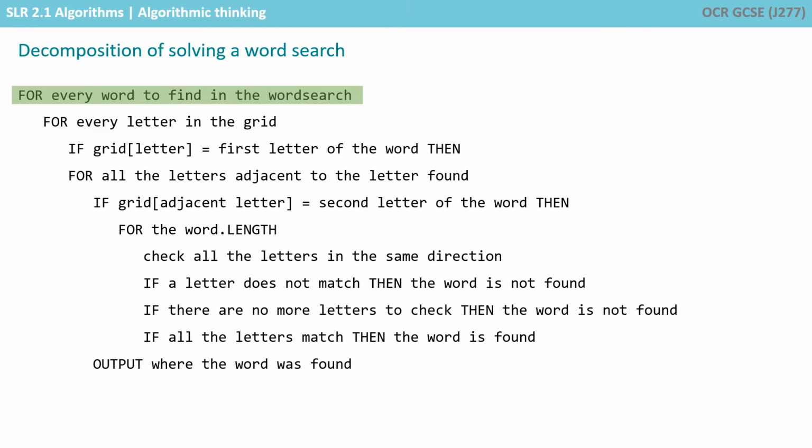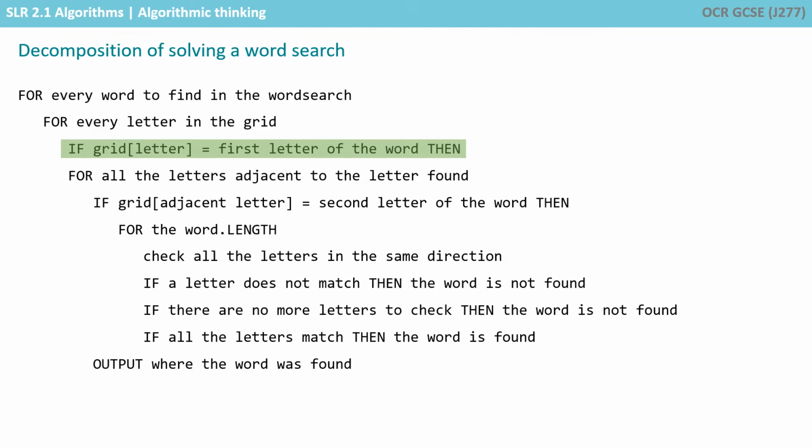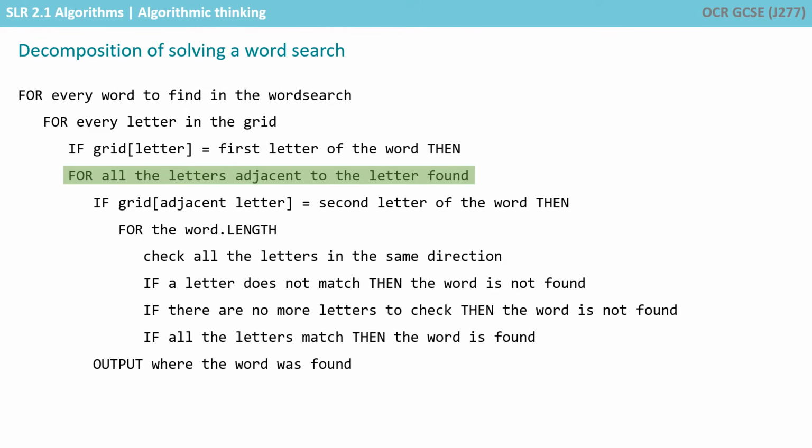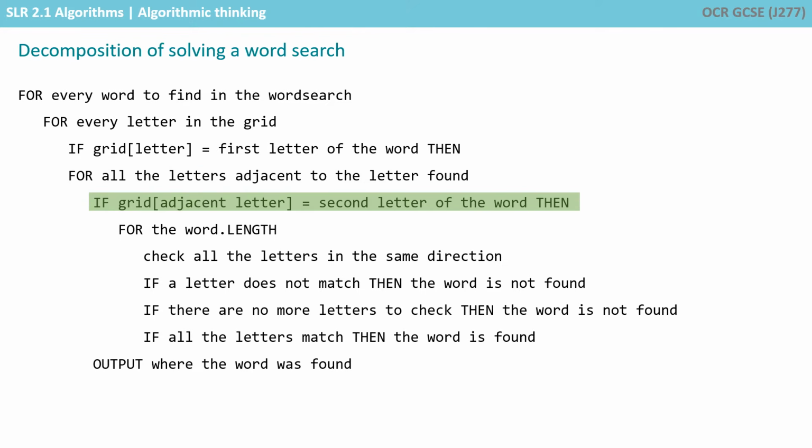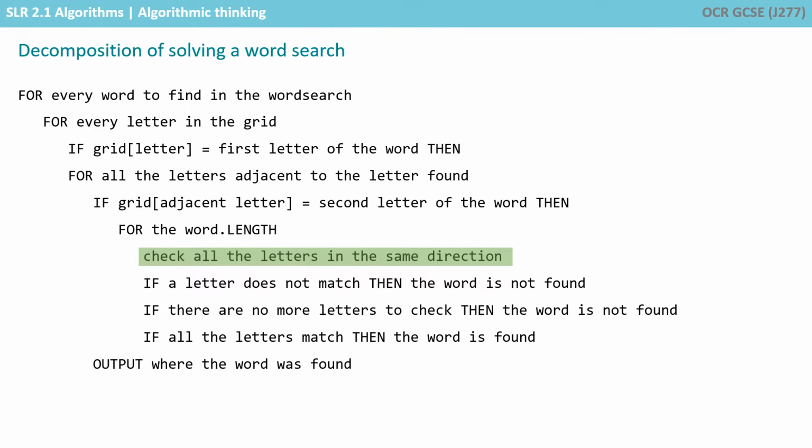For every word to find in the word search, we need to check every letter in the grid. If the letter in the grid equals the first letter of the word, then for all the letters adjacent to the letter found, check if the adjacent letter in the grid is equal to the second letter of the word. And if it is, then for the length of the word, check all the letters in the same direction.